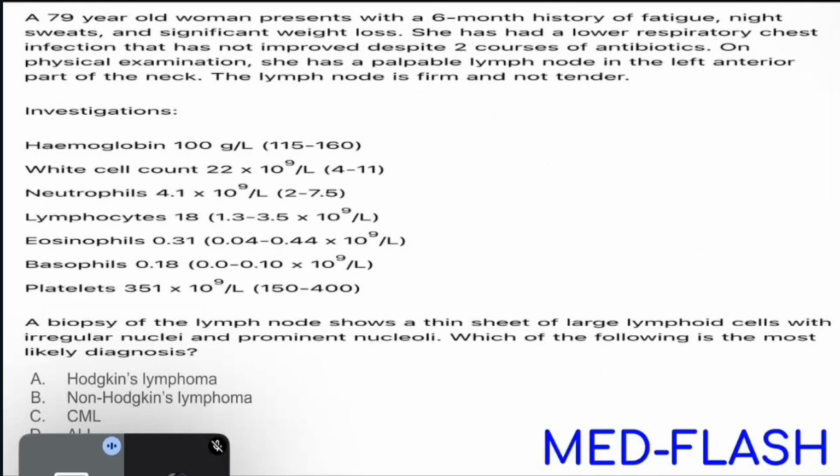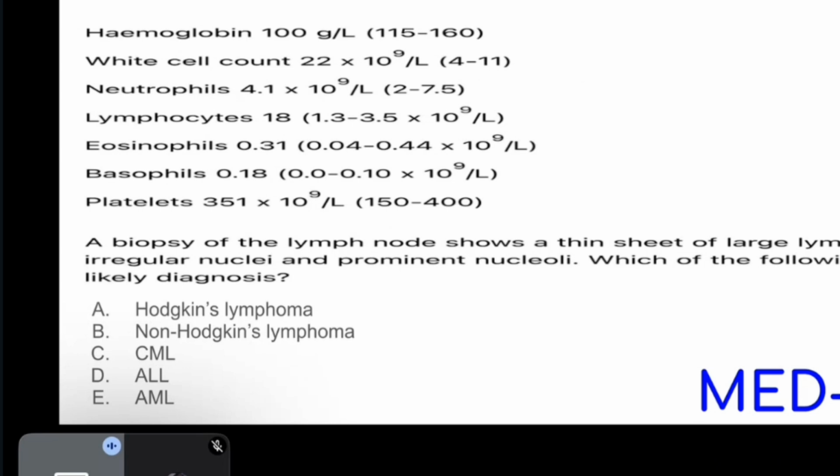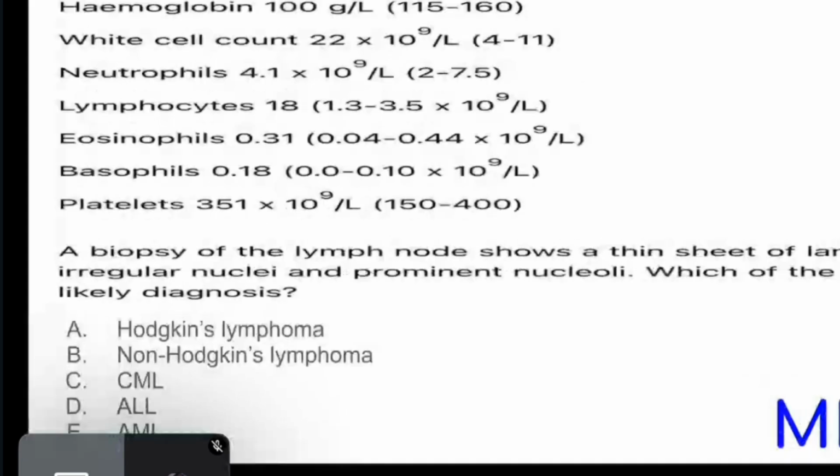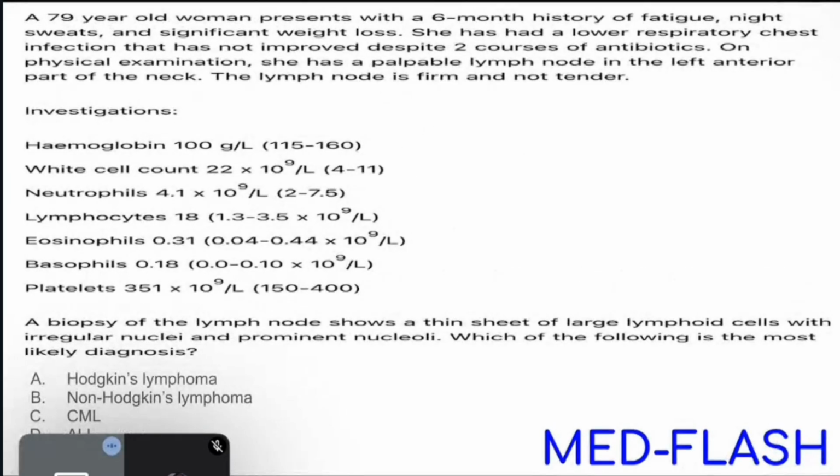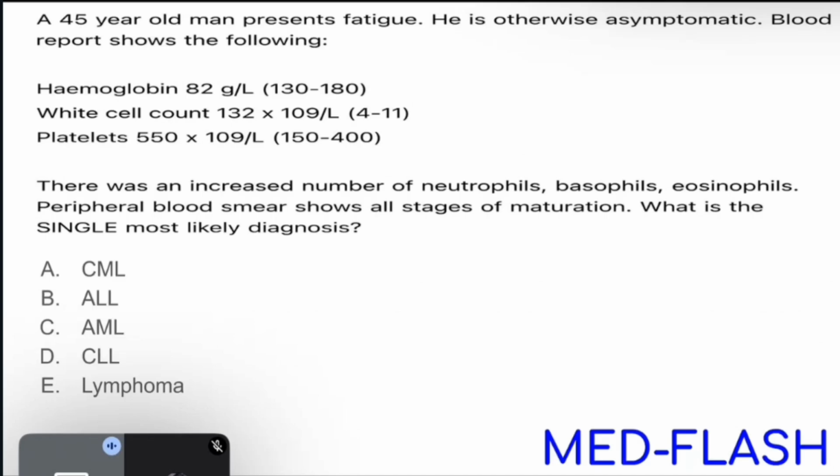Let's move forward. The other options are not valid as well, because CML, ALL, and AML do not coincide with the age of the patient. You can see the patient is 79 years old, so it is not coinciding with that as well. So, next, moving forward. Okay, one more question.